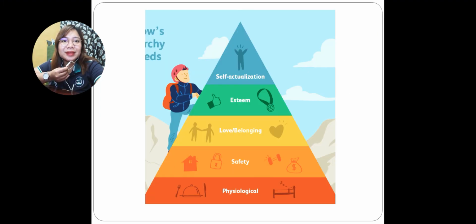Okay? So, this is the hierarchy of needs by Abraham Maslow. You can see there a pyramid. The lowest are physiological needs or basic needs or survival needs. The next, after that, is fulfilling our safety or security needs. Next is love or belongingness or social needs. And next is esteem needs. Okay? Or self-esteem needs. And the last is self-actualization. Okay?